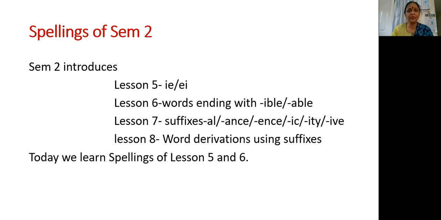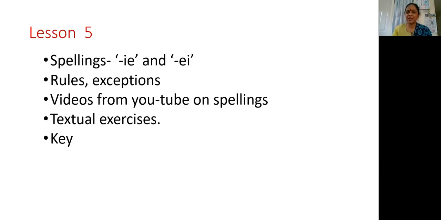Now, lesson 5, spellings. We have many words which have IE: achieve, mischief, and so on. There are many words with IE and EI in between. What are the rules? How do we identify where to write IE and where to write EI? What are the rules and what are the exceptions? I'll be showing some videos on spellings from YouTube. Then we will look at the textbook exercises.